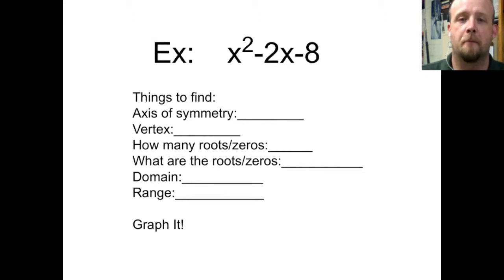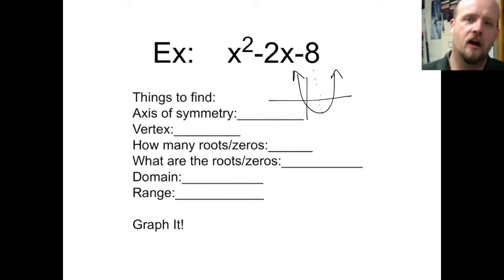We have x squared minus 2x minus 8, and right below we have our list of things that we're looking to find. We want to find our axis of symmetry, find our vertex, find our roots and zeros, find the domain and range, and graph the entire function. Quick reminder, the axis of symmetry is that invisible line that runs right down the dead center of our parabola, so we can fold one side over onto the other and they match up.